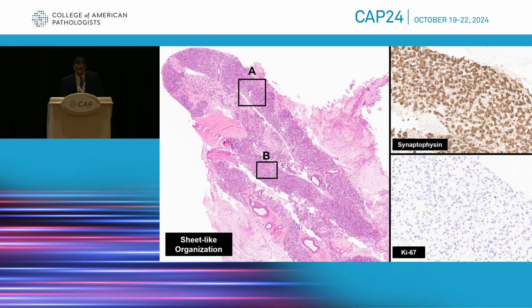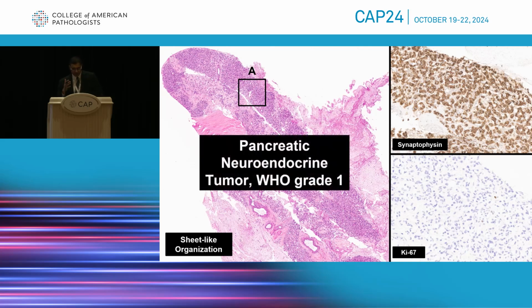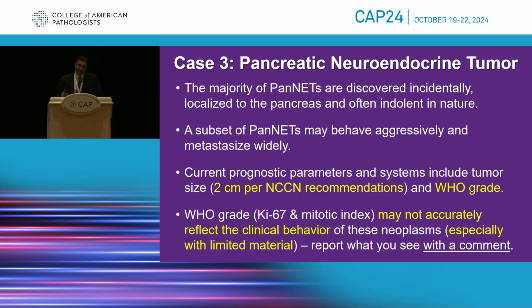Now, overall, I think that the diagnosis is pretty straightforward in this case. It's a well-differentiated pancreatic neuroendocrine tumor, and based on a low Ki-67 and insignificant mitotic index, classified best as a WHO grade 1. Now, from a diagnostic perspective, the case is again cut and dry, but there are a number of nuances that really require consideration.